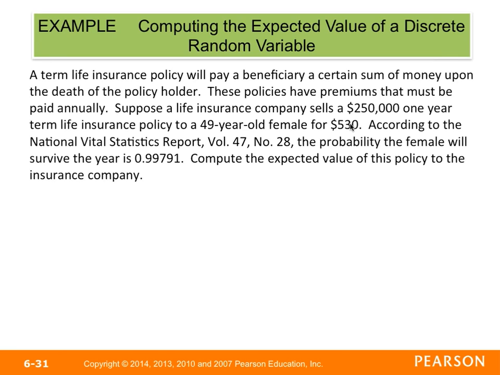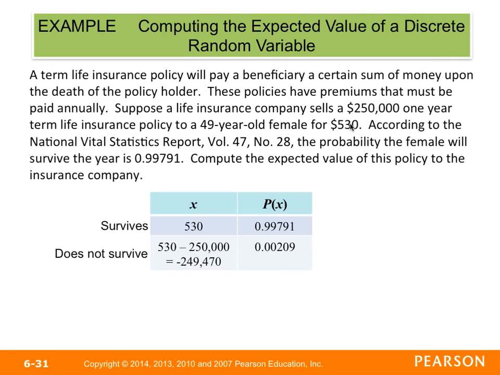So all we have to do is use our same formula for our mean. If you create a table here, the possible outcomes are that the person either survives, so the 49-year-old female lives through the year, or doesn't. Now, if she lives through the year, then the insurance company made $530. They just pocketed that $530, and she gets nothing at all. That has a very high likelihood of happening, 0.99791, because most likely she's going to survive.